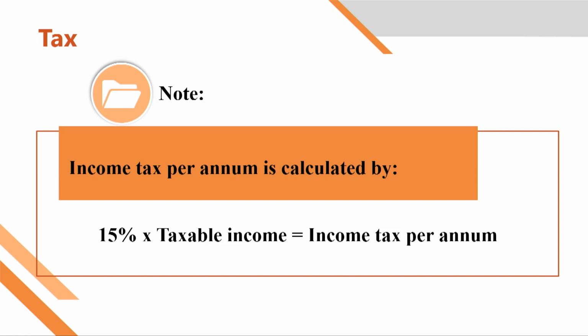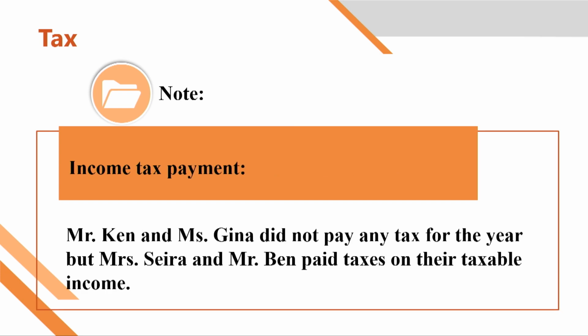Income tax per annum is calculated by 50% times taxable income is equal to income tax per annum. As you can see, in the above example, Mr. Ken and Mrs. Gina did not pay any tax for the year, but Mrs. Sarah and Mr. Ben paid taxes on their taxable income.